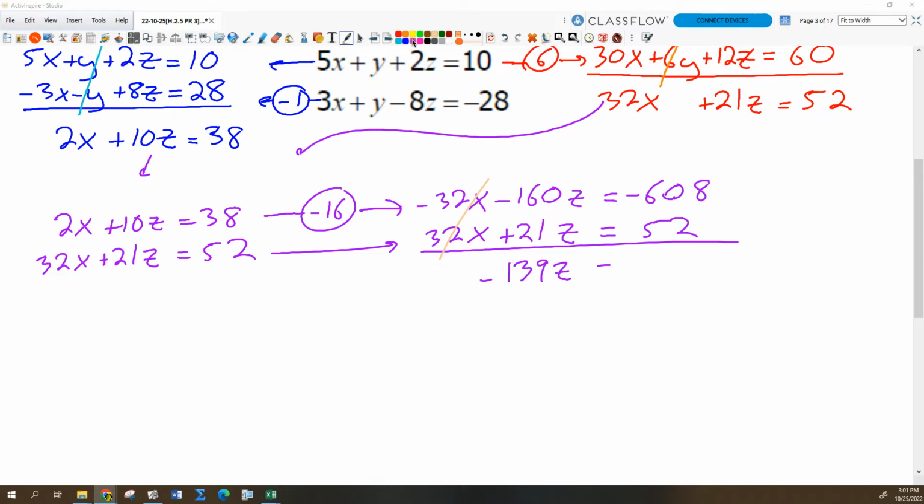Negative 139z equals 556, right? Yeah, there we go. Okay. So if I divide both sides by negative 139, what do I get? Four. 4 is right. I get z equals 4.